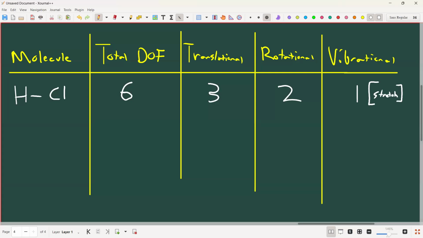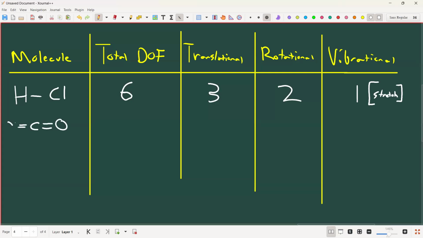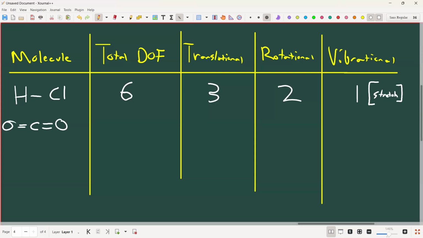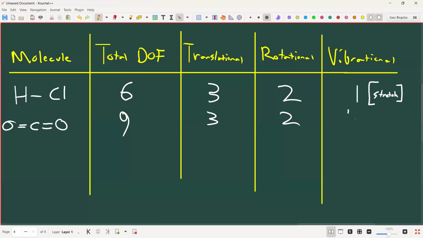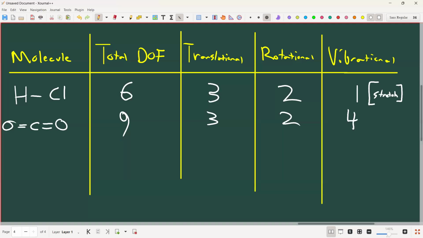Let's do a different one. Let's do another linear molecule, but this time polyatomic. CO2. 9 degrees of freedom. 3 translational degrees of freedom. 2 rotational degrees of freedom. And what are we left with? There are 4 vibrations. I'll show you those vibrations soon. We'll look at what they look like. We could just keep going down.